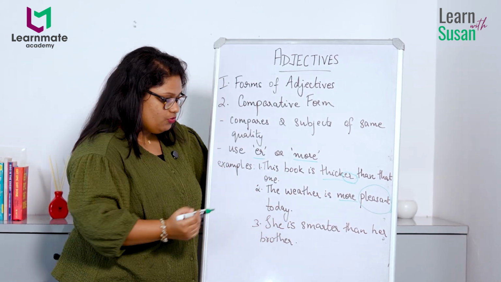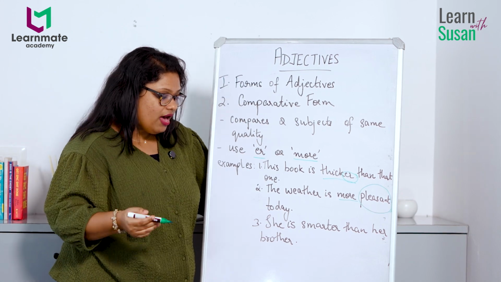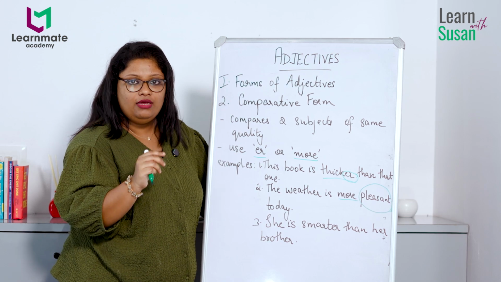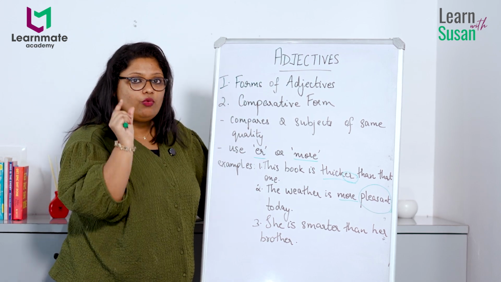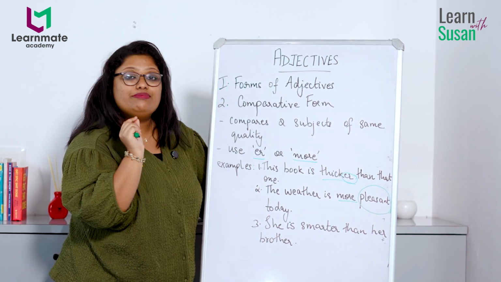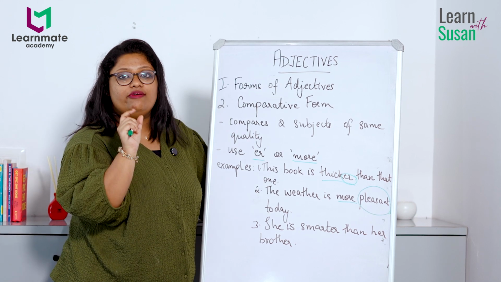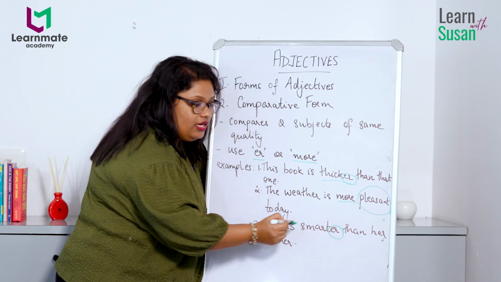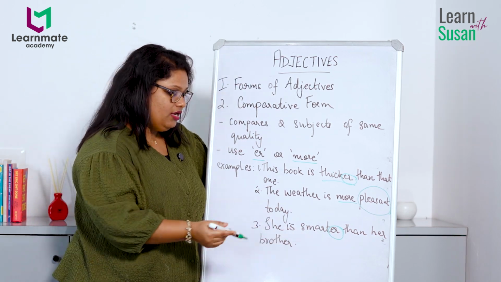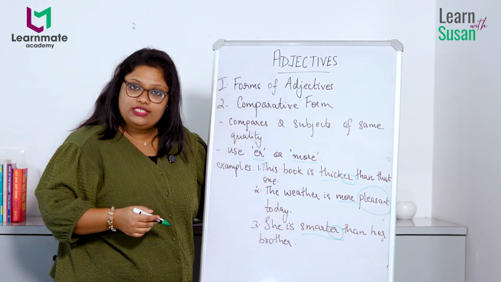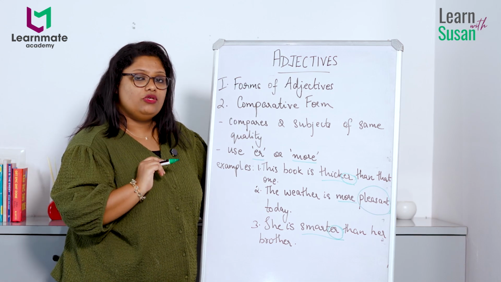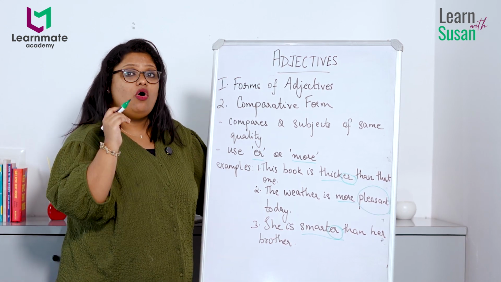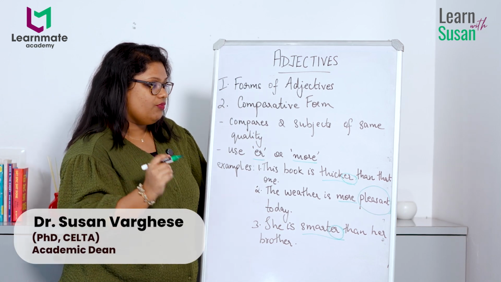Now the next one, she is smarter than her brother. There are two siblings that are compared here, a brother and a sister, and the quality is smartness. So the adjective smart is used in the comparative form where I have used er along with it. So she is smarter than her brother. Whenever you have the comparative form of adjectives, always remember to use the word than.